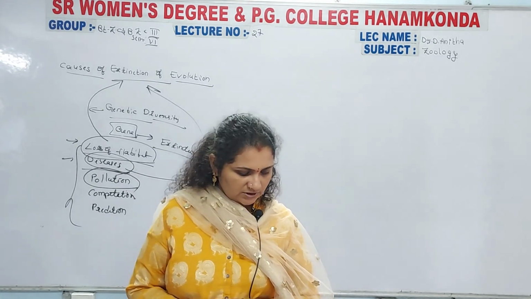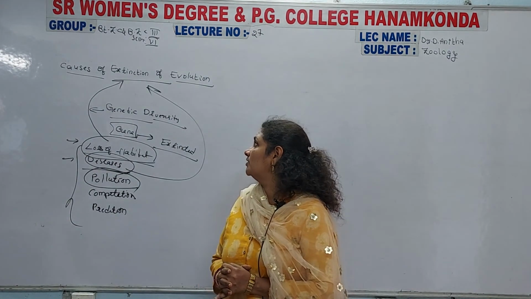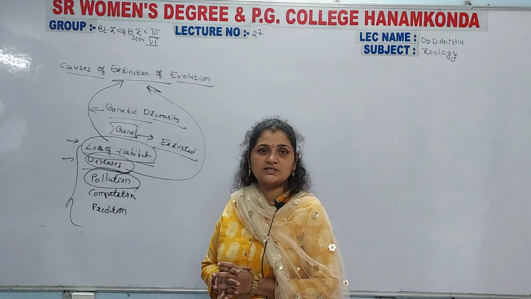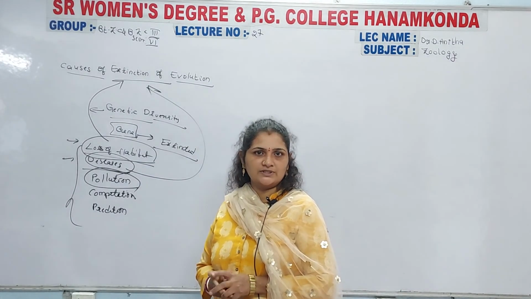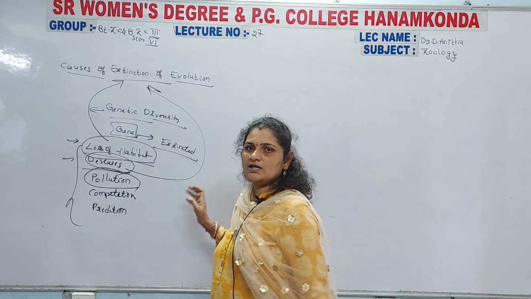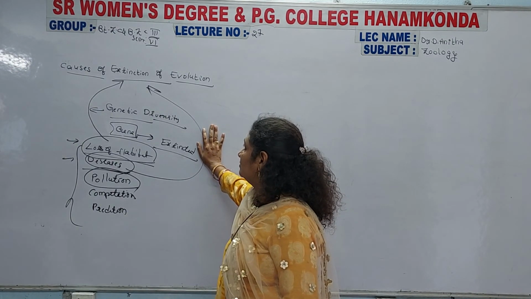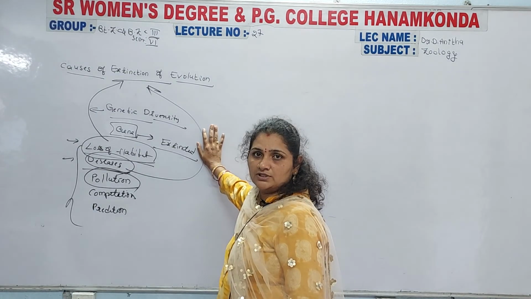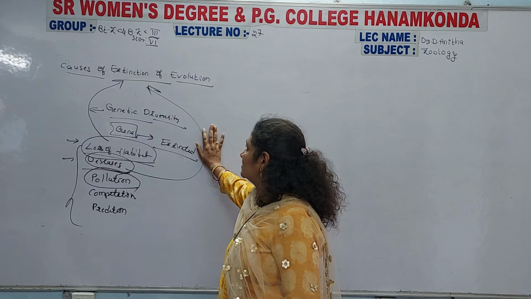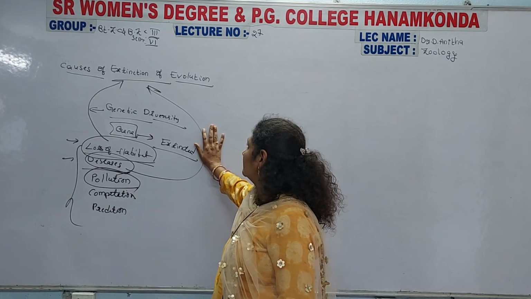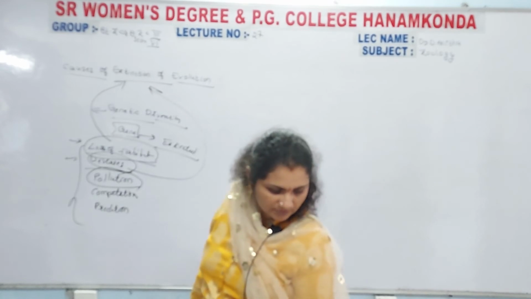This is the last topic of your syllabus, and you should all write your practical record books. Before that, also gather the information about these evolution and geography topics. Those are the last and final topics: extinction and how it may cause a great impact on evolution.